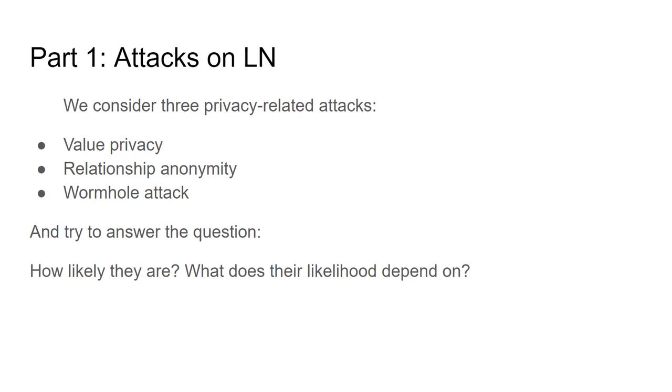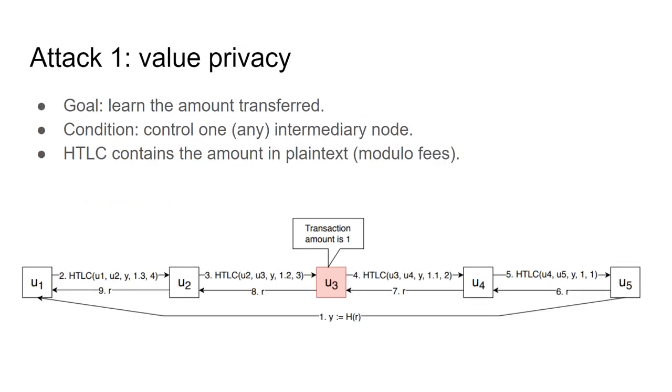Because, of course, for different network parameters and for different capabilities of the attacker, the probability of the attacks is also different. The first attack that we consider is value privacy. This is probably the simplest attack. And the goal here for the attacker is to learn the amount that is being transferred.